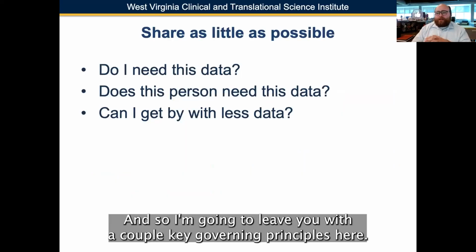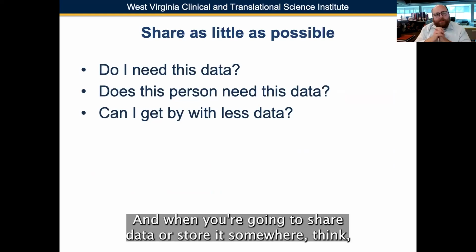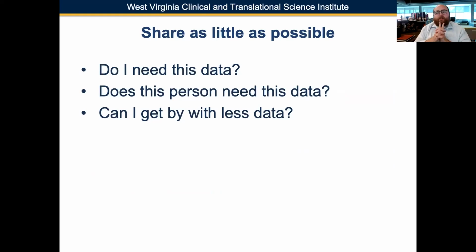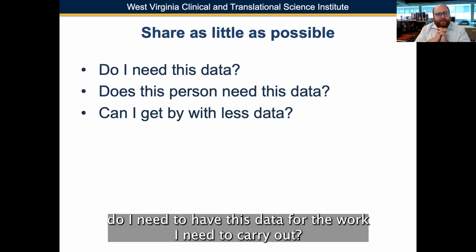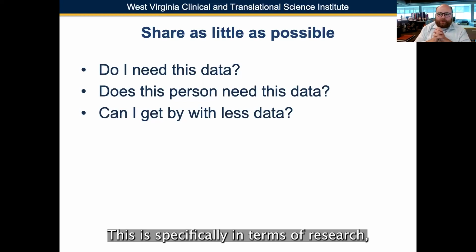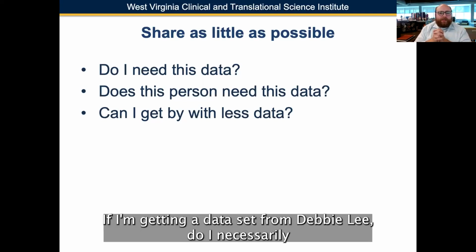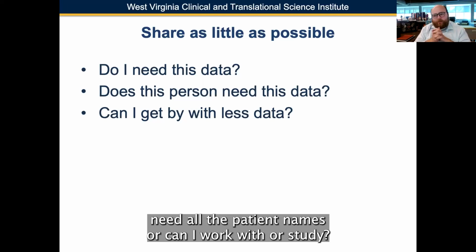And so I'm going to leave you with a couple key governing principles here. You should share as little as possible. And when you're going to share data or store it somewhere, think, do I need to have this data for the work I need to carry out? This is specifically in terms of research in our clinical trial. If I'm getting a data set from Debbie Lee, do I necessarily need all the patient names or can I work with their study code?